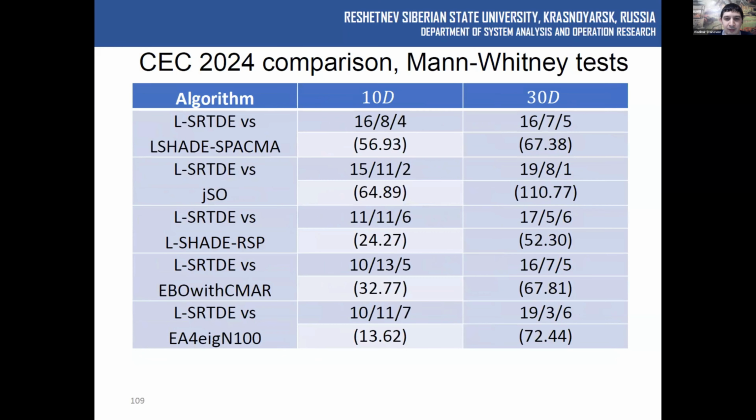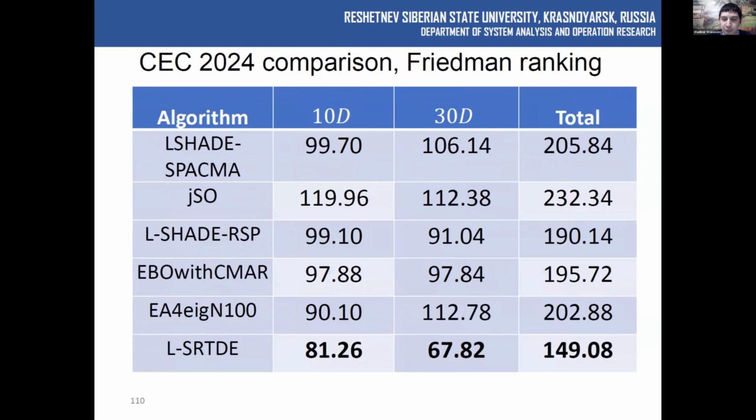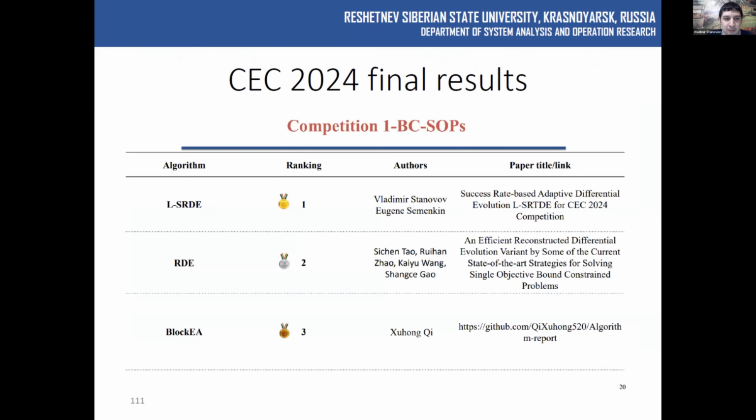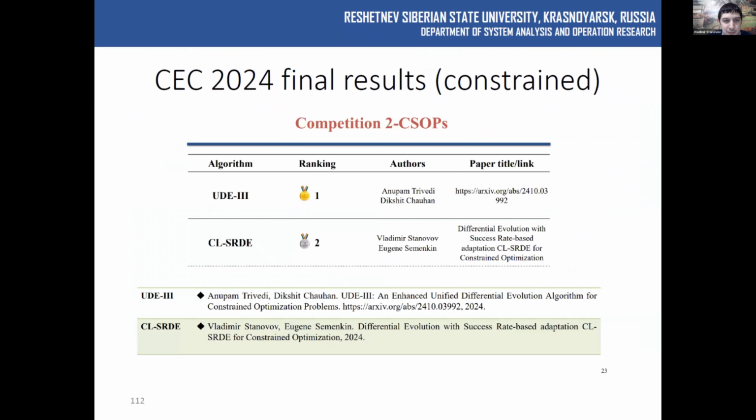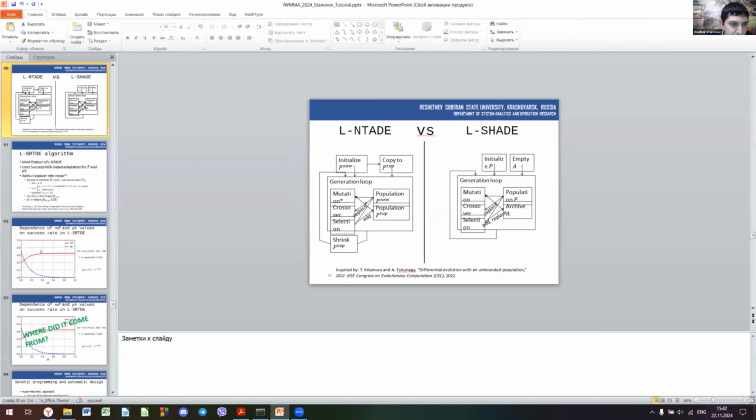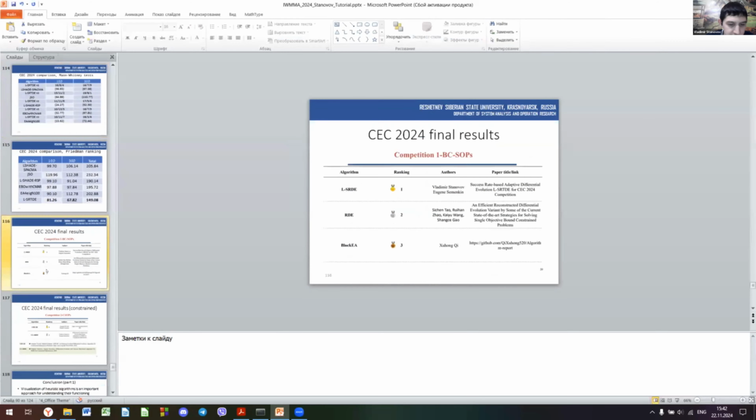And finally, CEC 2024, this year's competition. I first compared it to the algorithms that already existed before the competition. But after the competition, well, here it is in first place. I was very lucky with this result, but it's not perfect because for constrained optimization, it took second place. Okay, but still not so bad. Okay, let me change back to these slides because I added some more.